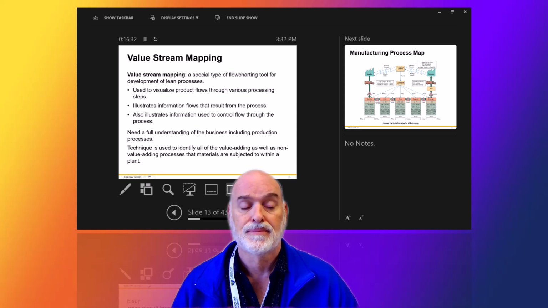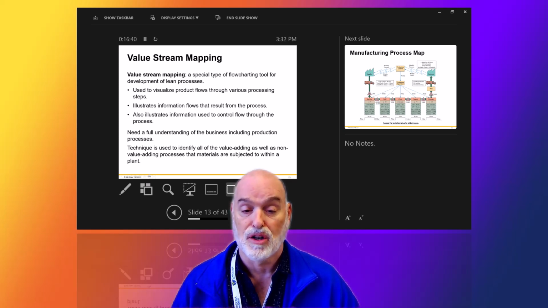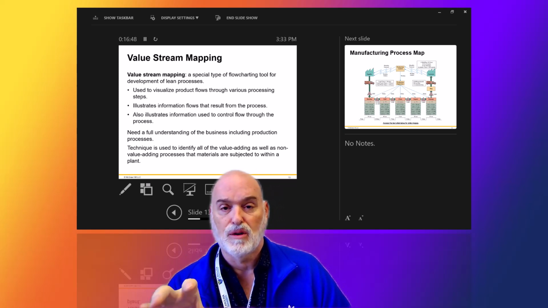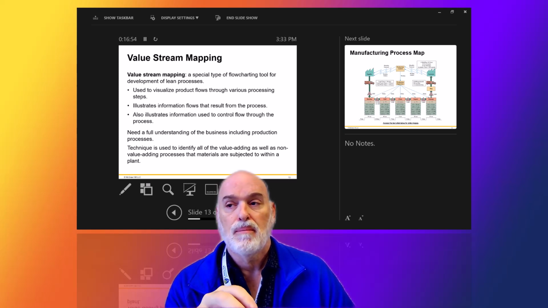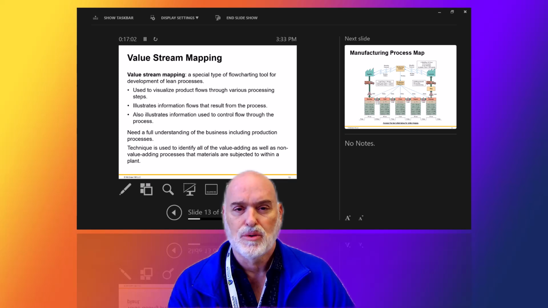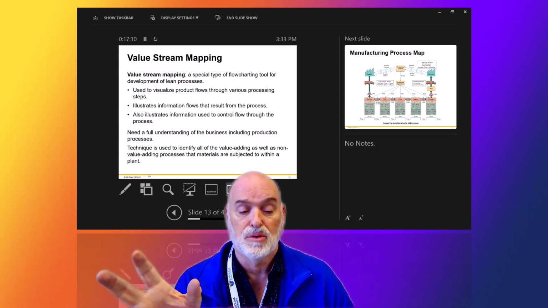Value stream mapping. This is important. It's a special type of flow charting tool for development of the lean processes, and it's used to visualize product flows through various processing steps. This visualization will illustrate the information flows, and generally, if it's done properly, it will identify those backlogs or those kinks or those bottlenecks that you have in the process. And by doing this visualization, you can see what's working and what's not working, and then you can focus and concentrate your efforts on those bottlenecks and trying to repair them.